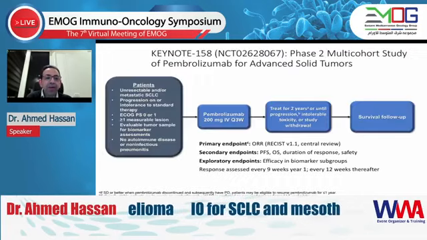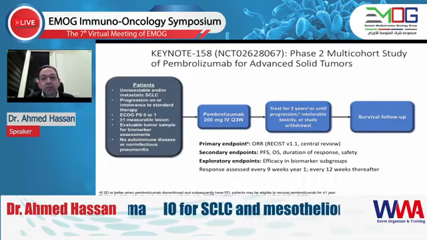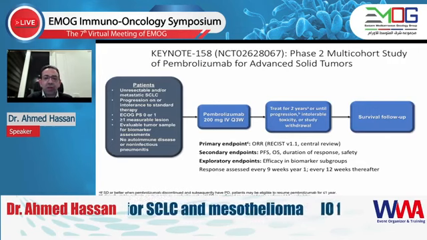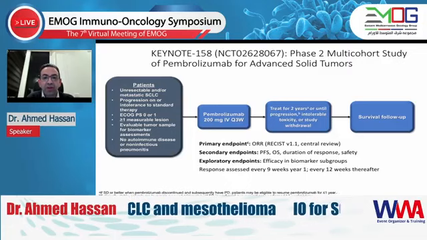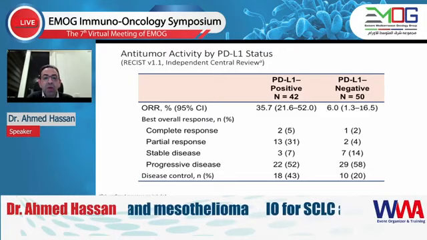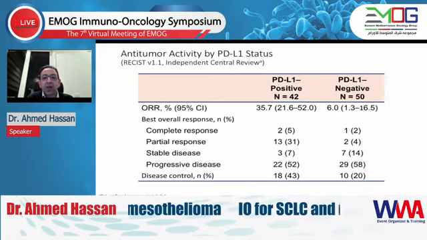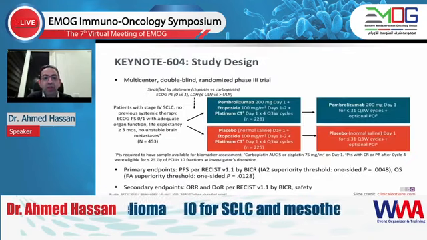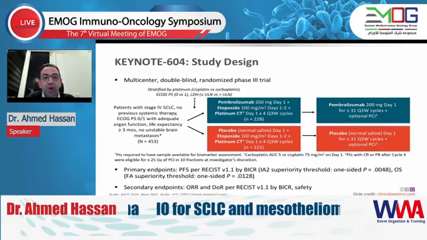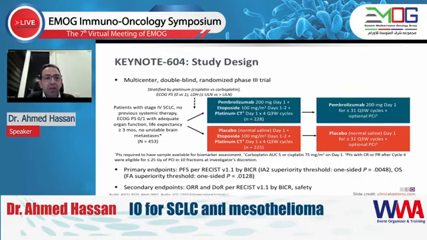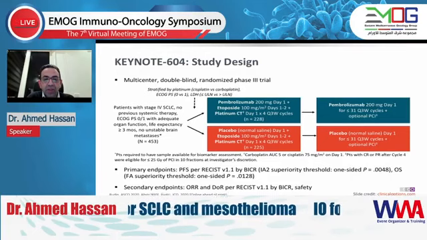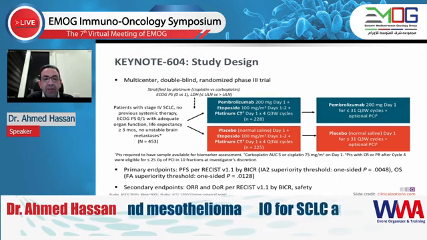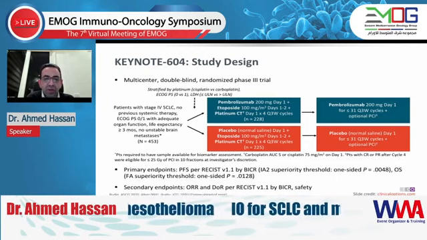What about pembrolizumab? Well, in the proof of concept study, the phase 2 study Keynote 158, which is a basket study with many tumors, there were signals of activity. We've seen good response rates, good progression-free survival and overall survival. That's why it was pushed forward to the phase 3 studies. In the Keynote 604, they conducted a blinded randomized study, etoposide and platinum in combination with pembro versus the standard arm of etoposide and platinum.